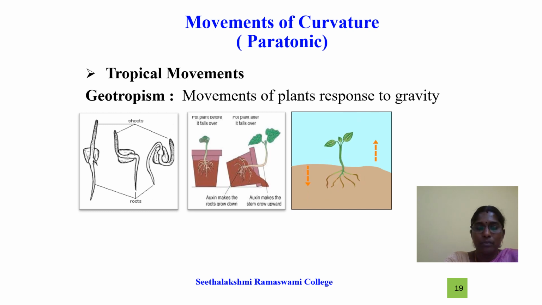In maize, the radicle grows in a downward direction and the coleoptile moves in an upward direction. In the same manner, in dicot plants, the roots move towards the gravitational force. That movement is called positive geotropic, and the shoot goes in an upward direction. That is negative geotropic.